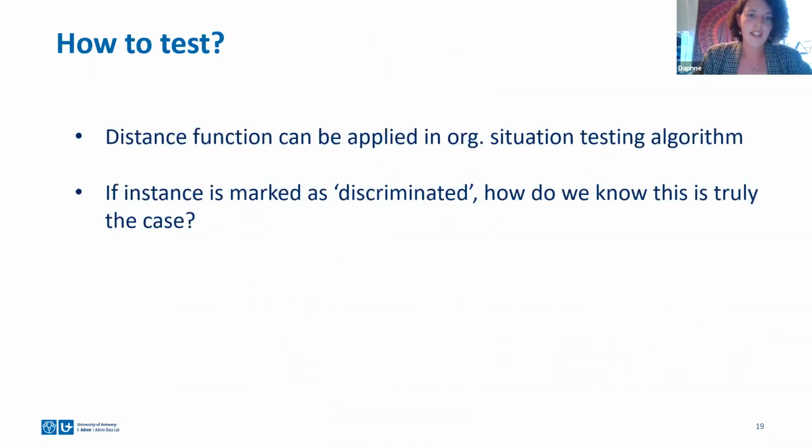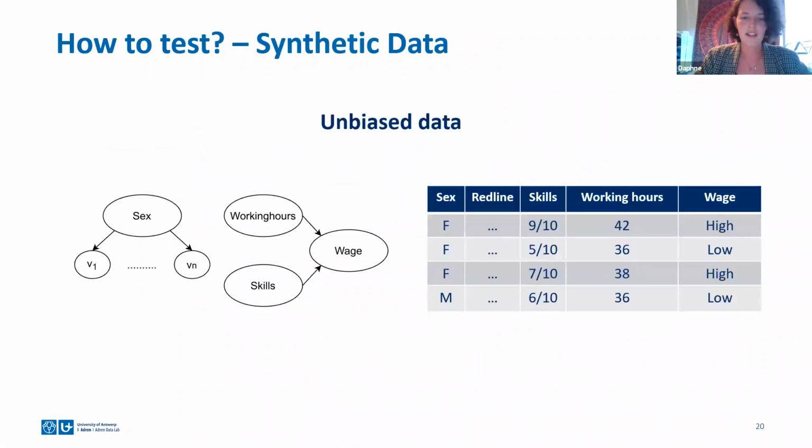After the distance function is learned, it could be applied in the original situation testing algorithm, but then the question is, how are we going to test it? How do we know that if an instance is marked as discriminated, this is indeed the case? For this, we mostly worked with synthetic data. These experiments will be the only ones I describe in the presentation. In the paper, we did a bit more, but let's focus on this.